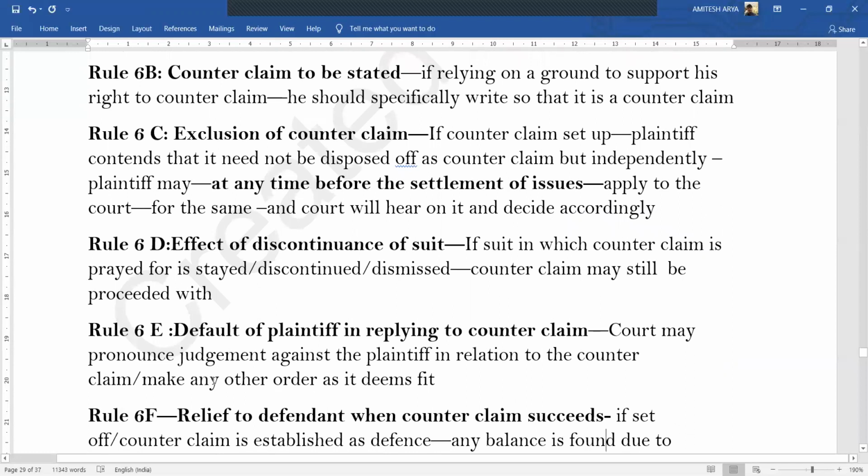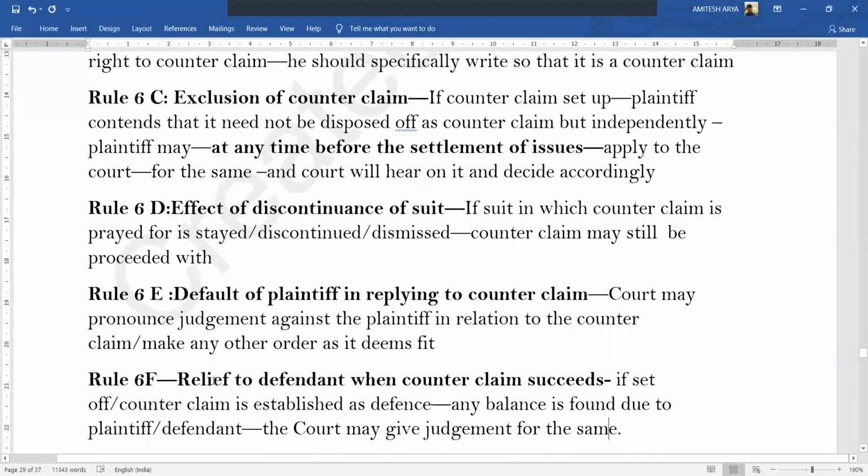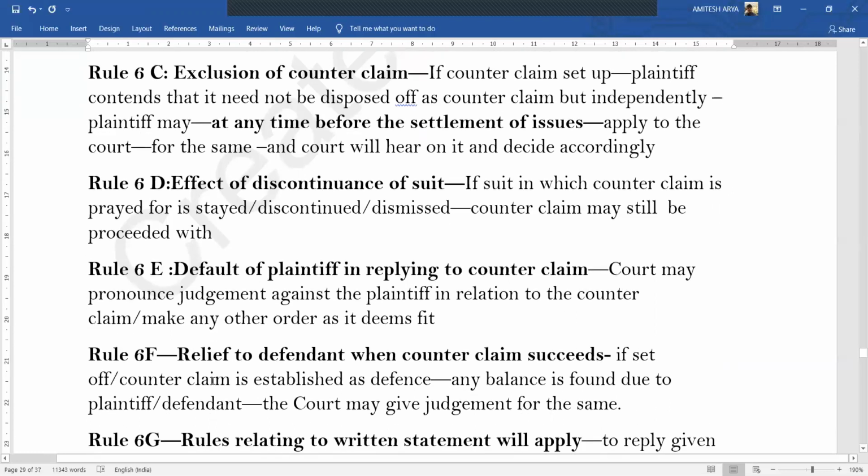Now, what does Rule 6C say? That if there is a default of the plaintiff, because we know that counterclaim is more on the lines of a cross suit or a separate independent suit. Here, obviously it is in the nature of a plaint, and the plaintiff is required to reply to the counterclaim, and if the plaintiff does not do so, the court has a right to pass any judgment against him as the court deems fit.